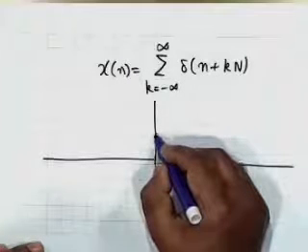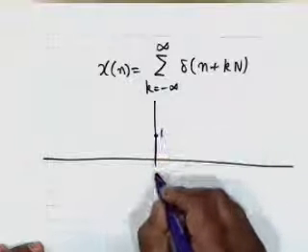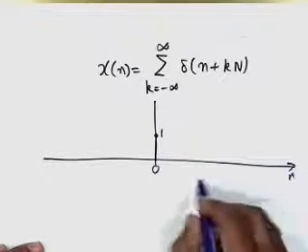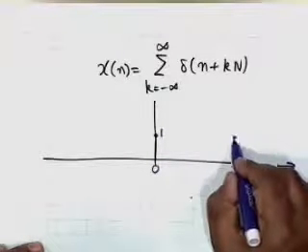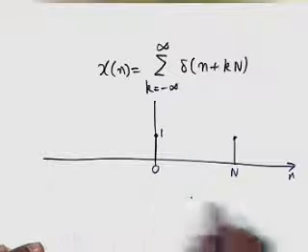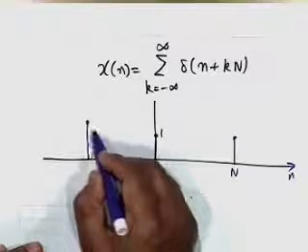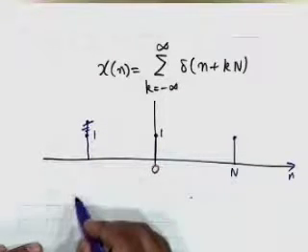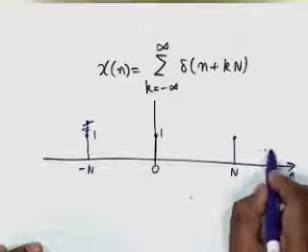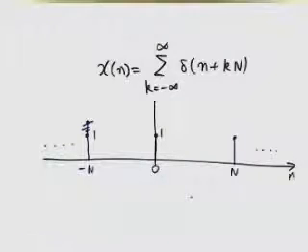We have 1 at n equal to 0, this is n, then 1 at small n equal to capital N, I beg your pardon, 1 at minus N, and this repeats. This is the picture of x of n, the input. Obviously, the input is periodic and the period is capital N.